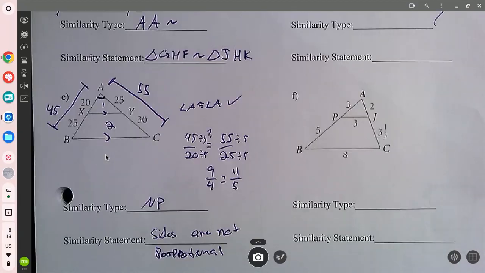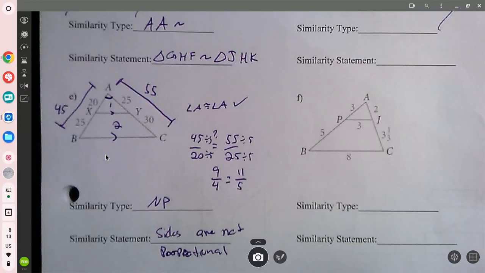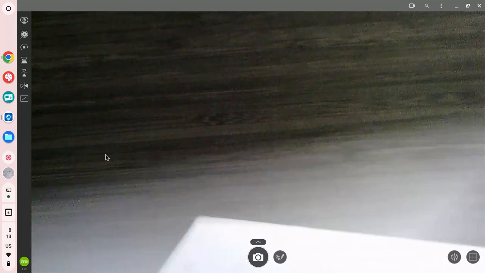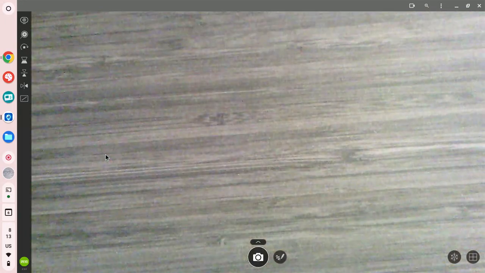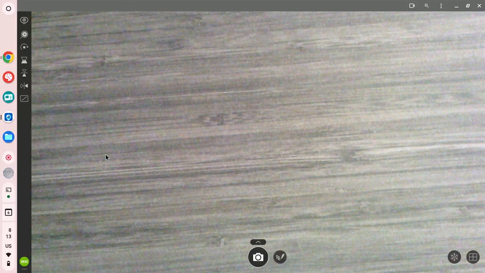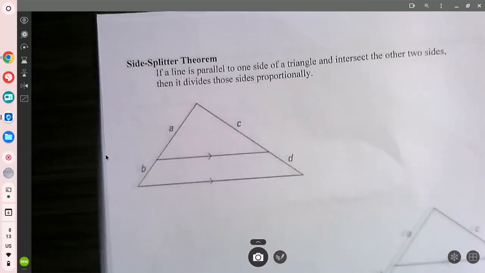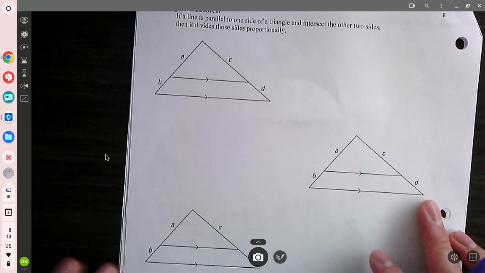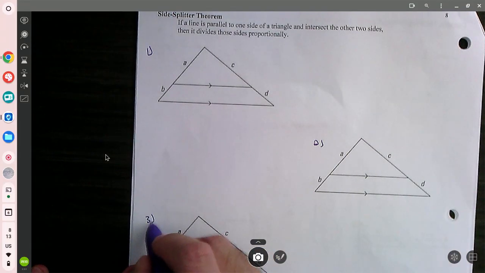Alrighty, so we're going to put a pause on triangle similarity, and we're going to go ahead and go to the side splitter theorem. So turn your packet page a few times. Okay, and we are going to go to this side splitter theorem. This is going to be triangle 1, this is going to be triangle 2, and this is going to be triangle 3.